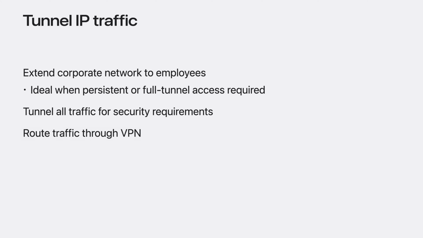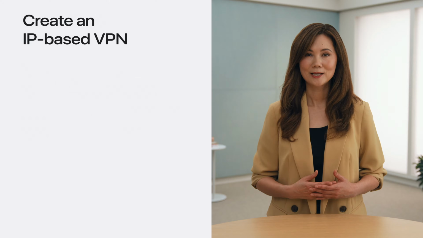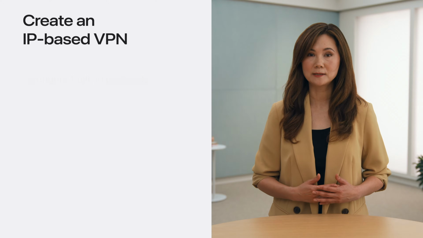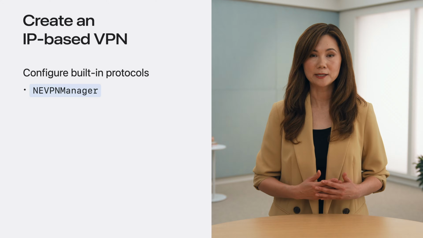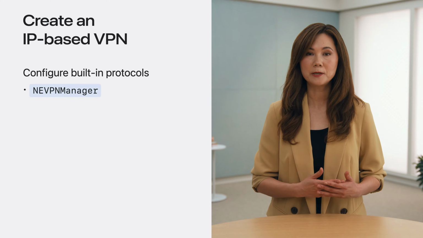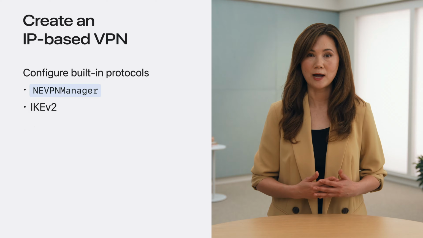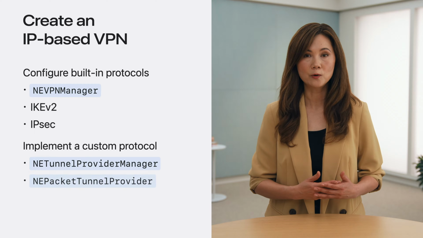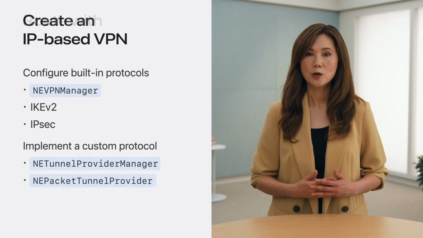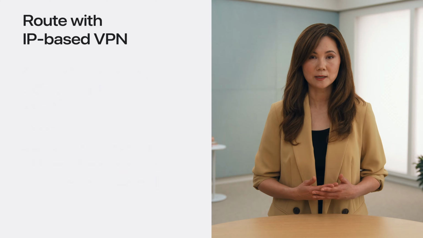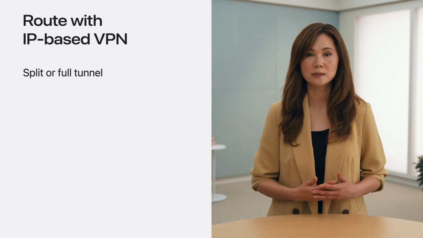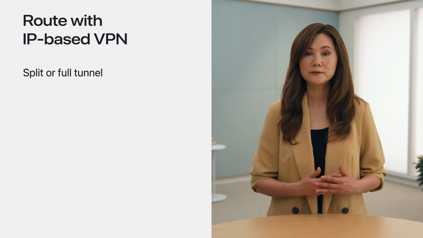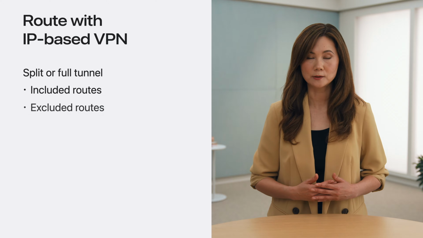People may also want to protect their traffic with a VPN over unsecure networks to preserve their privacy and anonymity. To create an IP-based VPN tunnel, use the NEVPNManager API to leverage one of the built-in protocols, IKEv2 or IPsec, or use the NEPacketTunnelProvider to implement your own custom tunneling protocols. When creating an IP-based VPN, your implementation tells the system what traffic to tunnel, with specific included and excluded routes.